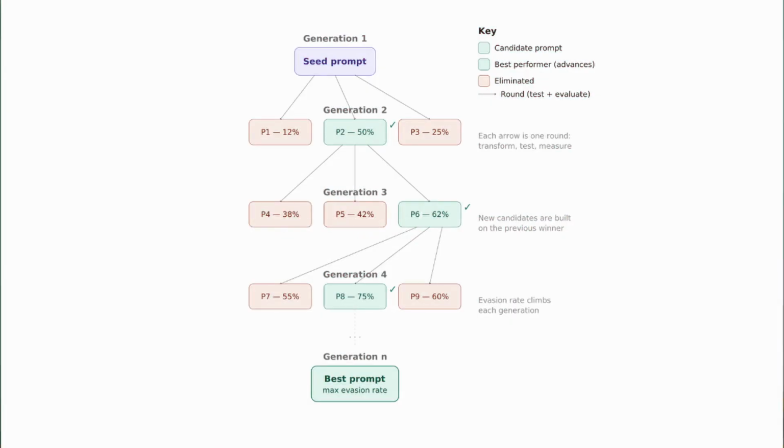What makes our approach unique is the evolutionary framework. We start with a seed prompt, generate candidate transformations, test them against all 4 classifiers, and keep the best one. That winner seeds the next generation. Over time, the prompts get smarter, and evasion rates climb until they plateau. Through this process, we hit at most a 75% evasion rate on average. We also found that SGD was the most vulnerable classifier, while the neural network was the hardest to evade.